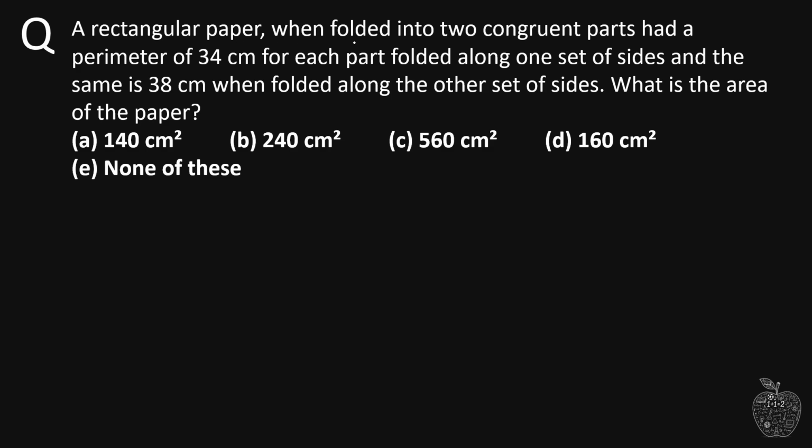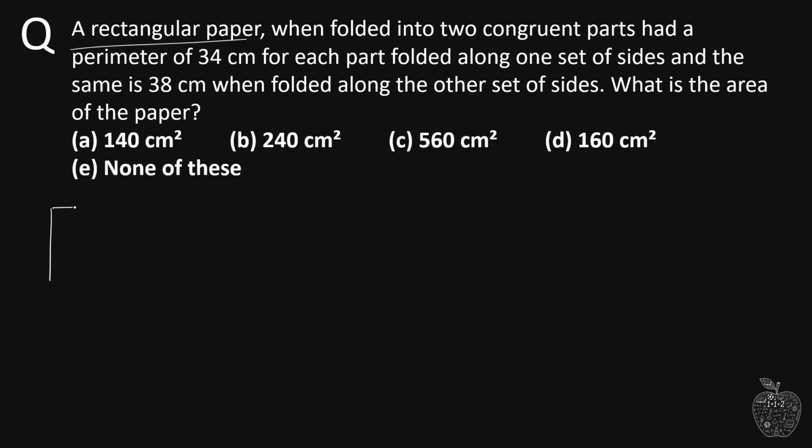A rectangular paper, when folded into two congruent parts, had a perimeter of 34 centimeter for each part folded along one set of sides, and the same is 38 centimeter when folded along the other set of sides. What is the area of the paper? Now here, first of all, we know that there is a rectangular paper.